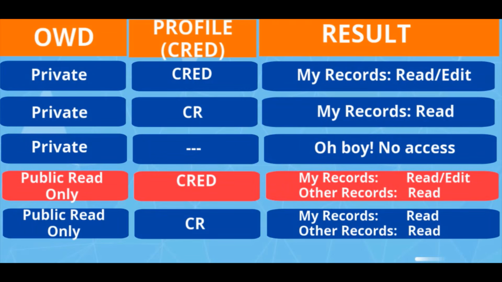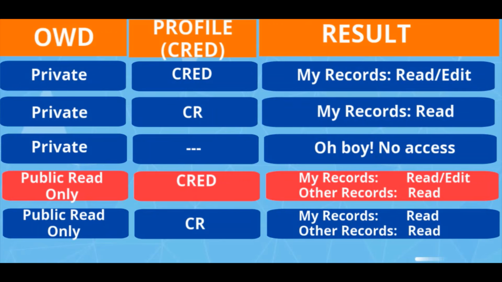Now this is a different scenario which is a little tricky, but it is not complex. Whenever the user selects the public read-only option as the OWD, the currently logged-in user will have access to all the records owned by others, but in read-only mode. And the profile says CRED. As the profile says CRED, he will have access to his records to read and delete. As OWD is just read only and the profile has read and edit, we have my records equal to read edit and other records to read.